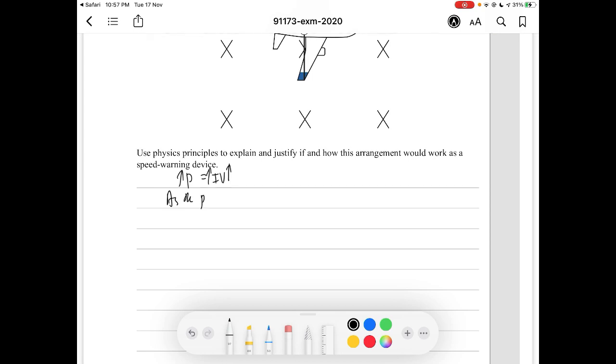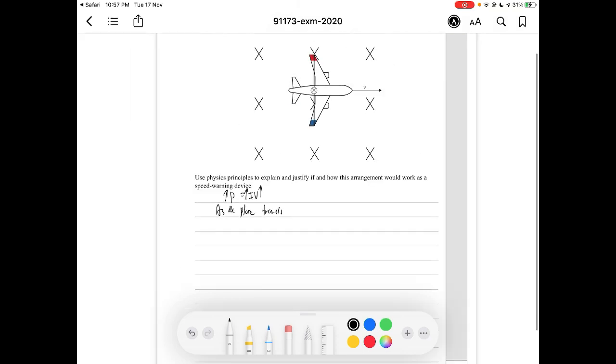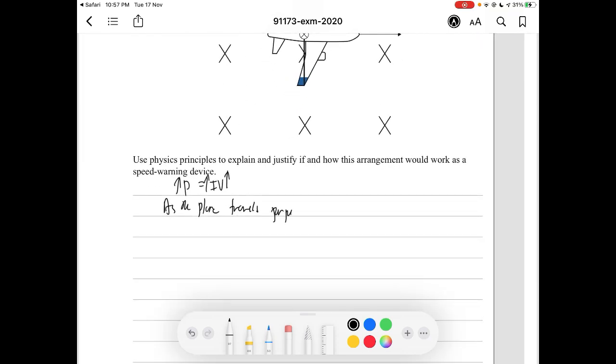Alright, so you can say that as a plane travels perpendicular to the magnetic field, it induces a voltage on the plane tips.